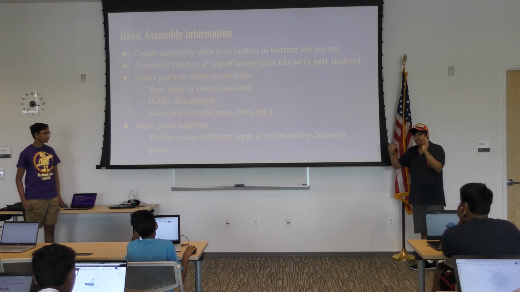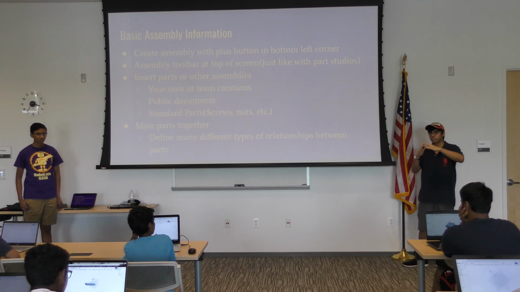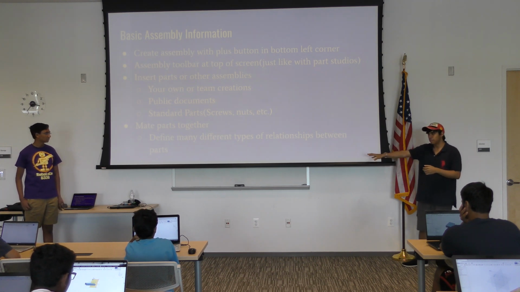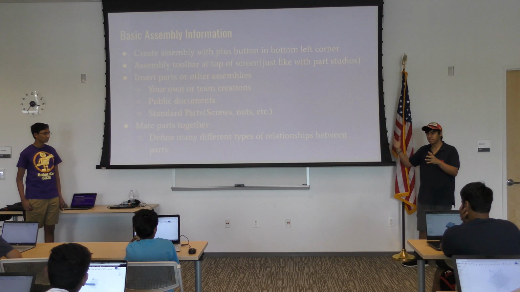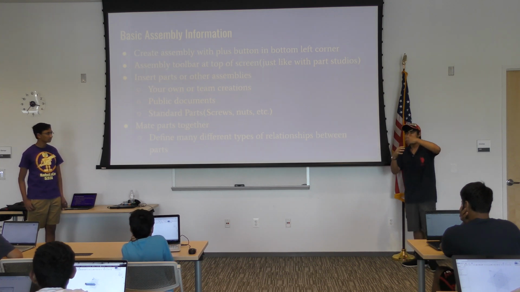So just like how when we were creating sketches, you added constraints like dimensions and other details to make them limited and define them properly, mates do the same thing for assemblies. So adding a mate means that two parts have a certain relation to one another that removes a degree of freedom from their motion.